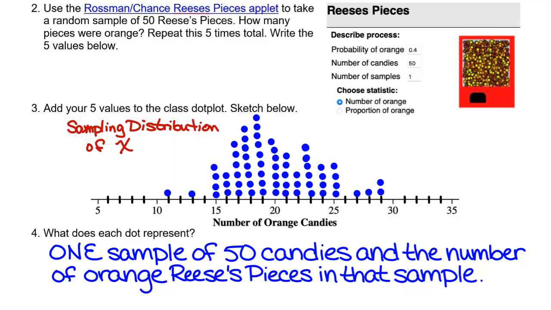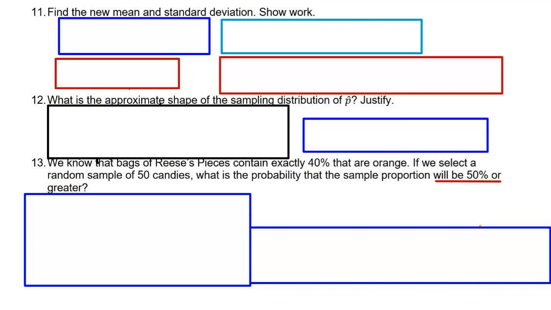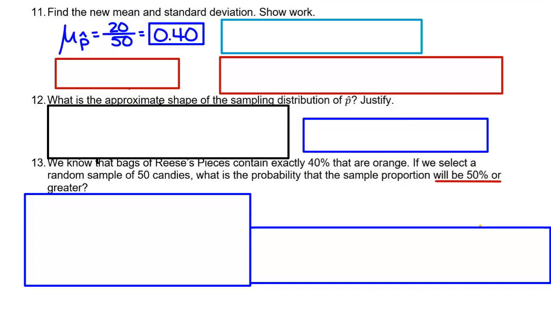So what would my expected proportion be then? 0.4. So finding the new mean, 20 divided by 50, 0.4. It's just p. My expected value, my mean of p hat, is just the true proportion, p. So nothing changes.